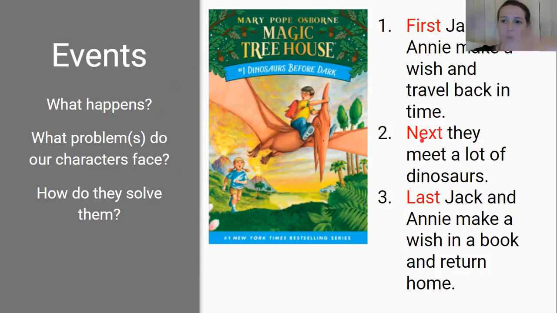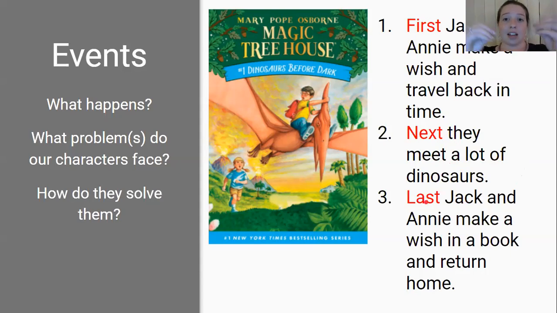Next, what's going on in the middle? It's not necessarily a problem, not necessarily the solution. It's kind of what's connecting those two things. Next, they meet a lot of dinosaurs. You could get more specific and say that a T-Rex chased Jack. You could get more specific and say that they rode a pteranodon. But generally speaking, next, they meet a lot of dinosaurs.